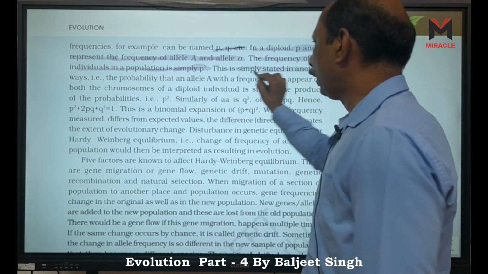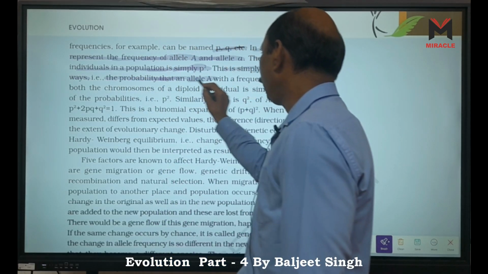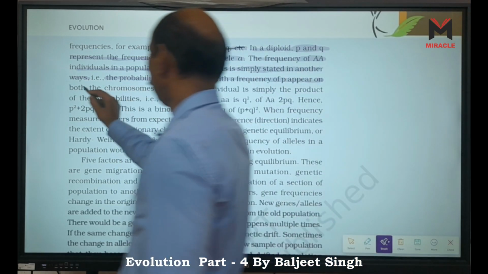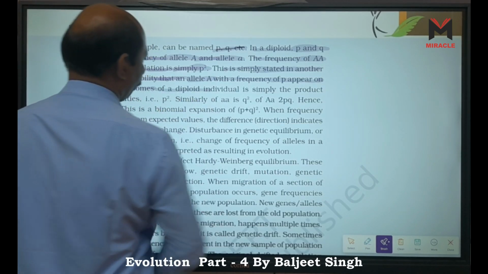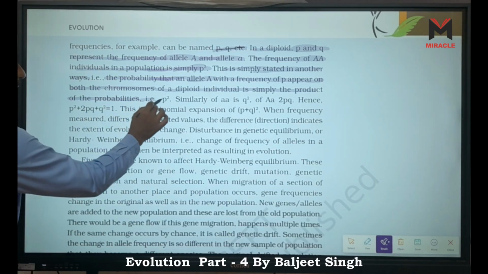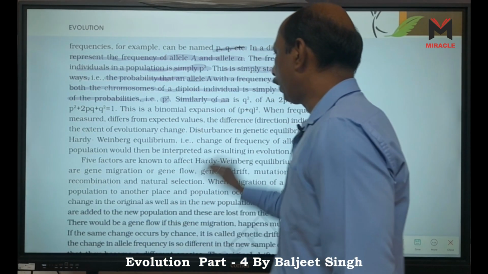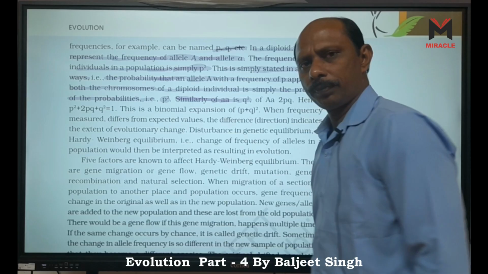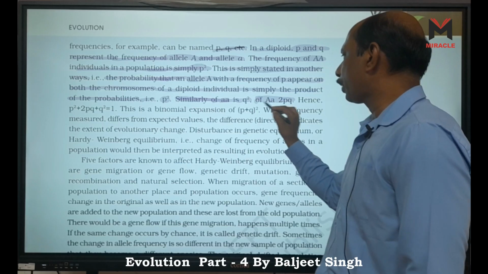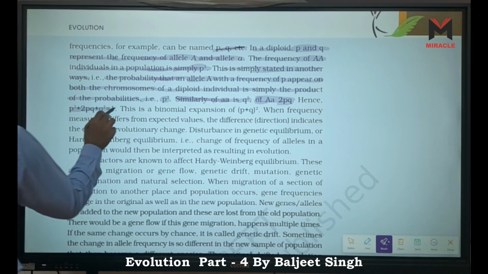This can be stated in another way. The probability that allele A, with a frequency of P, is on both chromosomes of a diploid individual is simply the product of the probabilities. That means it is P square. Similarly for the recessive trait, it is Q square, or they may be heterozygous. These two are homozygous, and the heterozygous is 2pq. Hence P square plus 2pq plus q square is equal to 1.